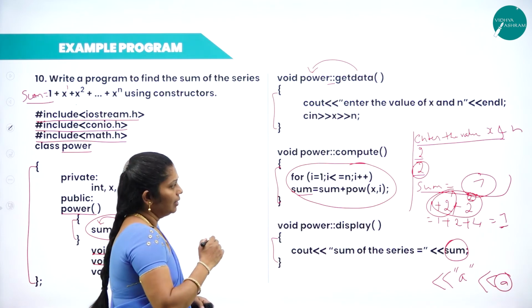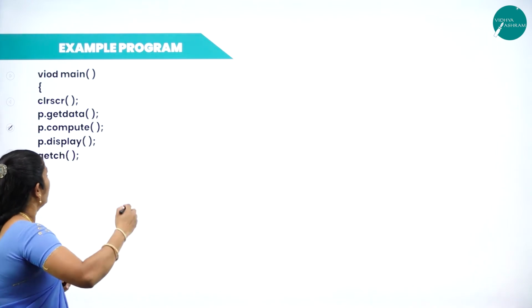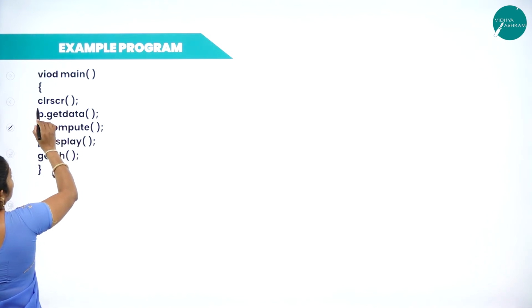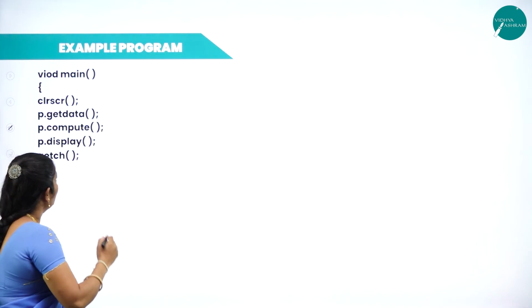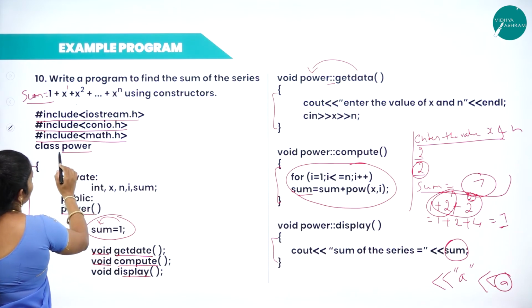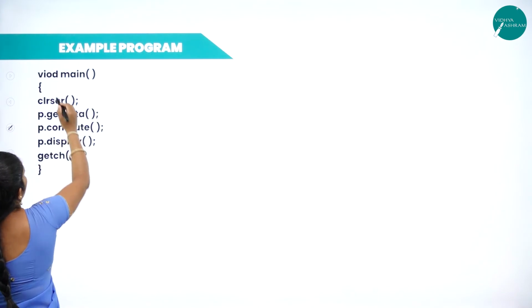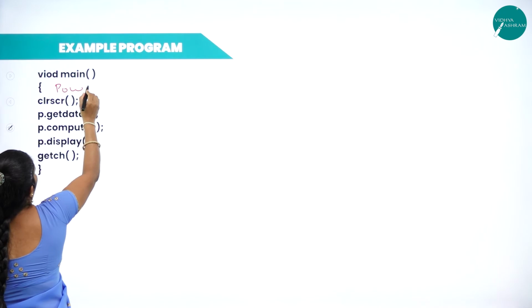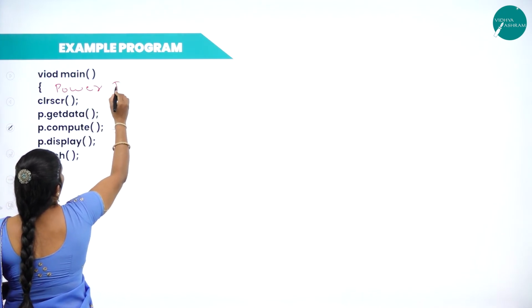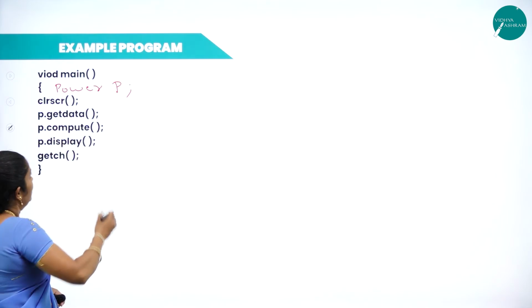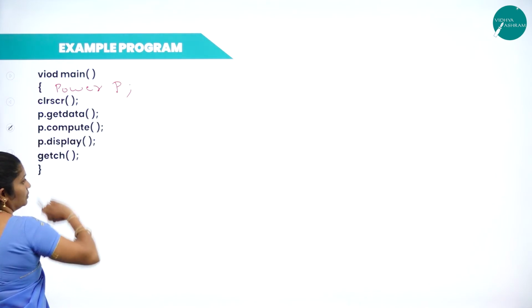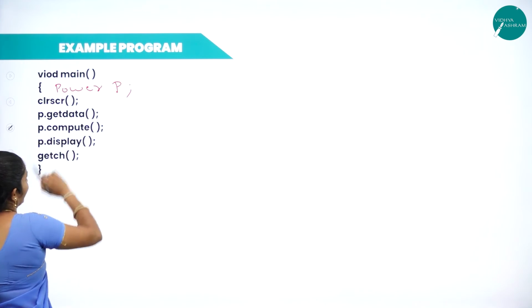Now is it clear? Next, in the main program, first clear screen. Before that, we have to create the object. How to create the object here? First, you have to take the class name, here power. Then the object name, whatever you want, you can write. Okay. Then next clear screen. Then the object we have given as p, p.getData function.